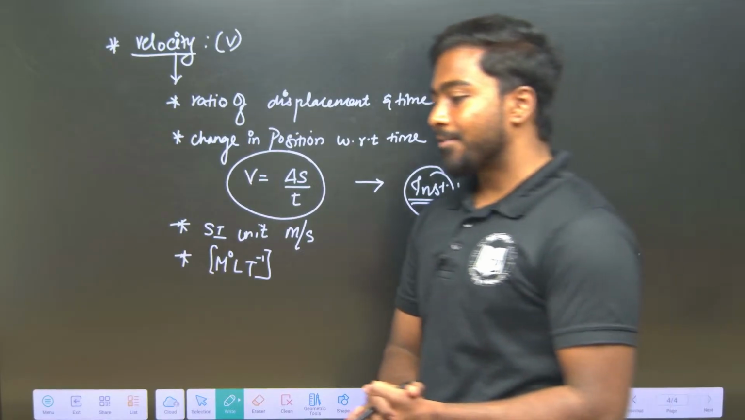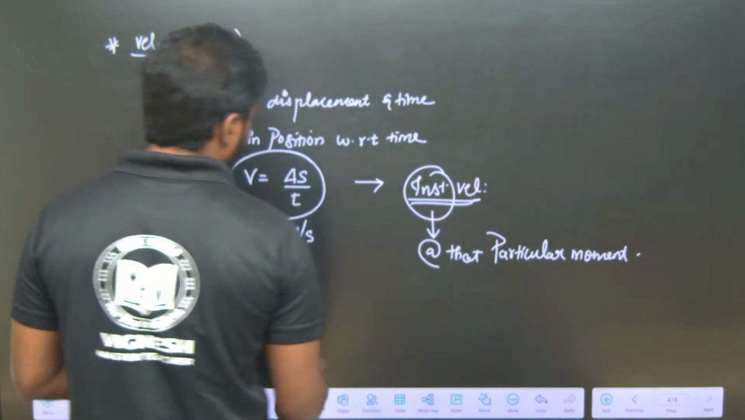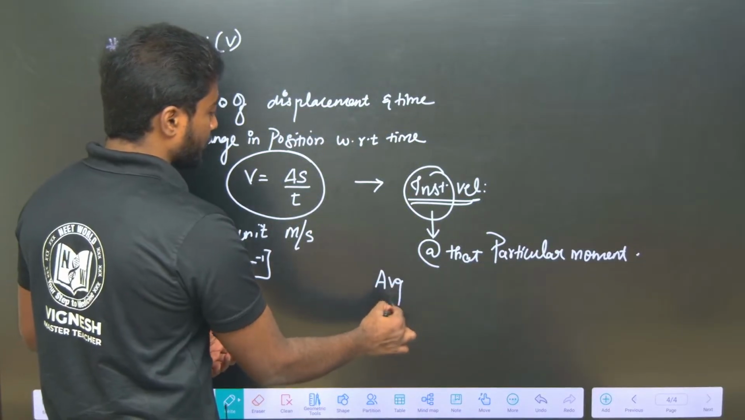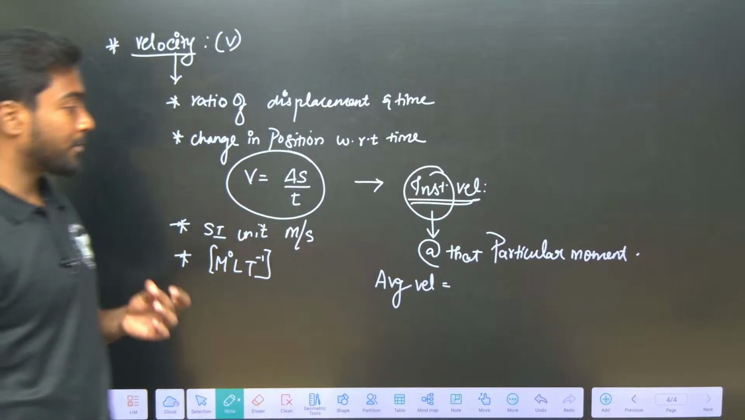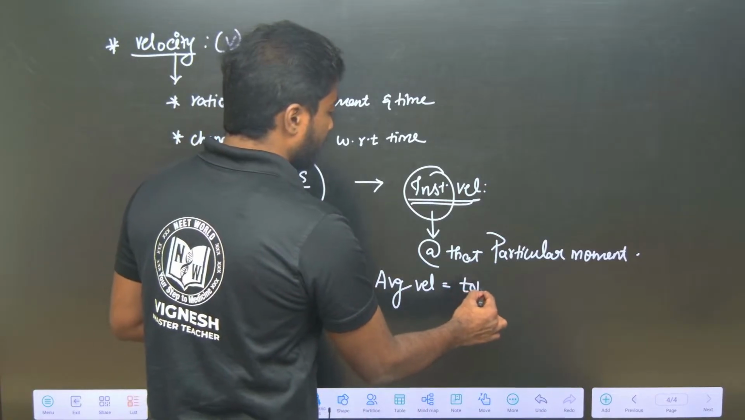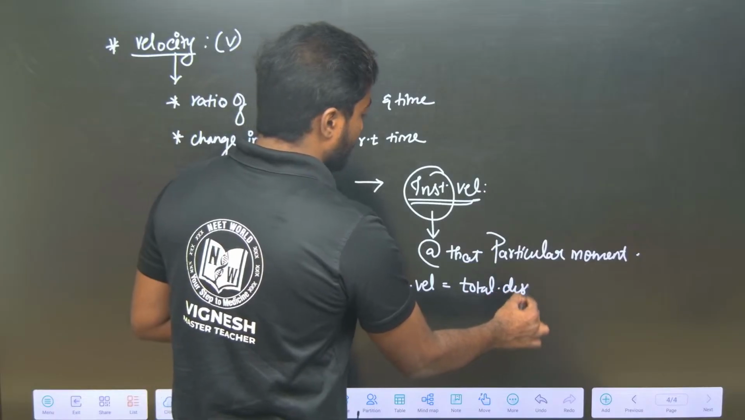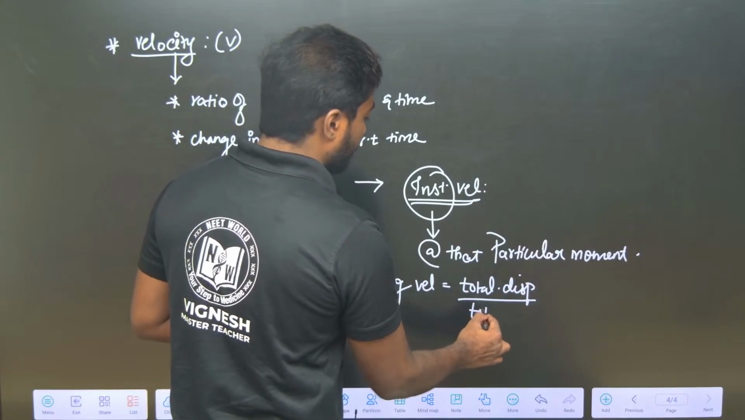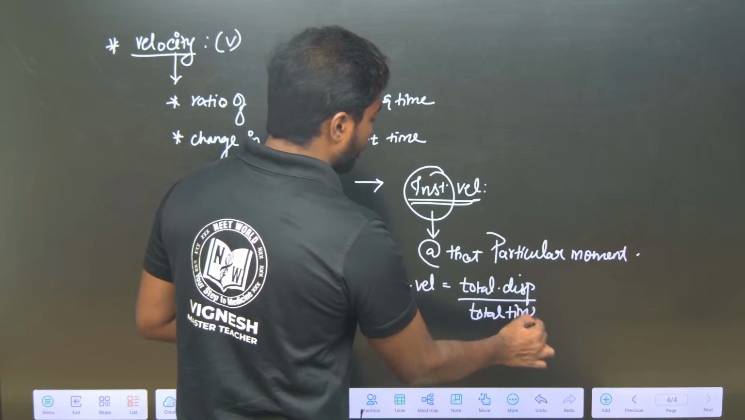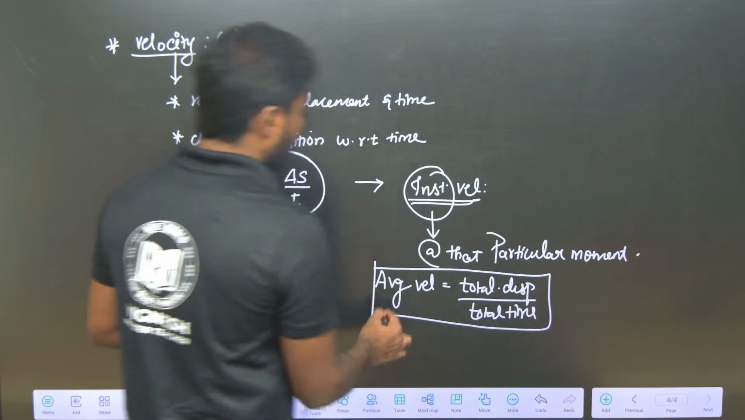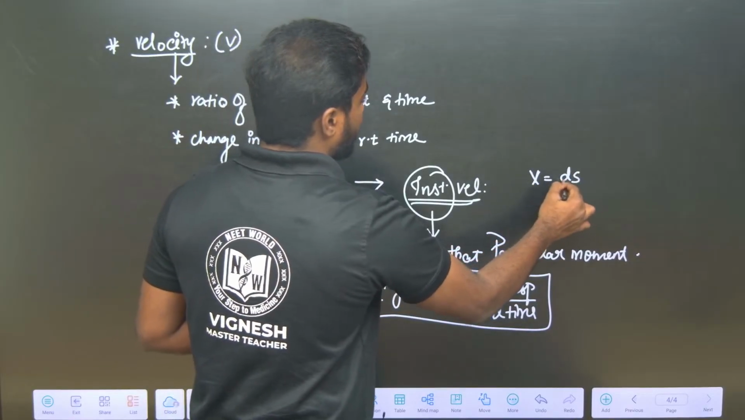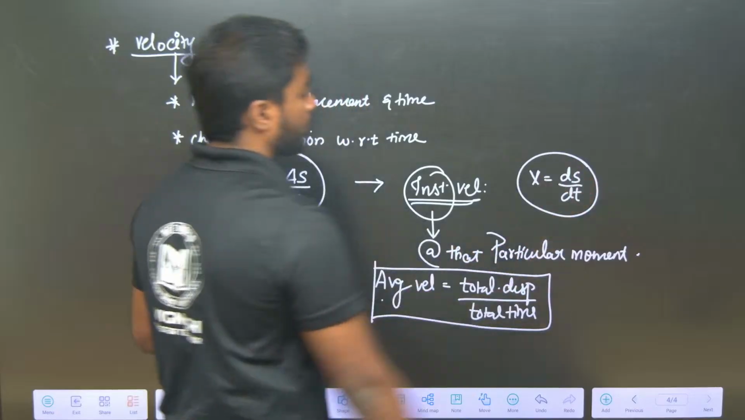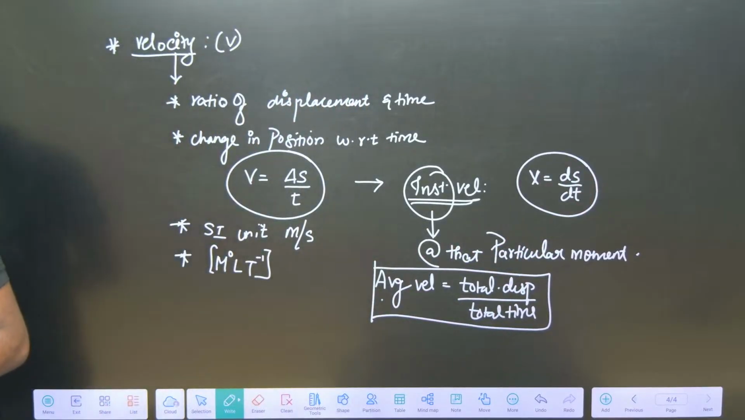So what is average velocity? Average velocity is nothing but total displacement by total time taken. For instantaneous velocity we will use V equals ds by dt. Take a note of this.